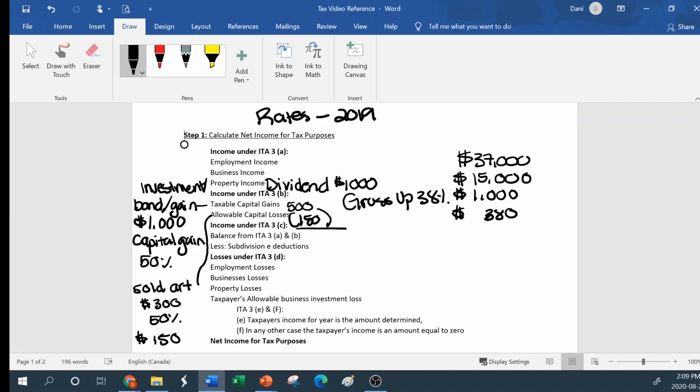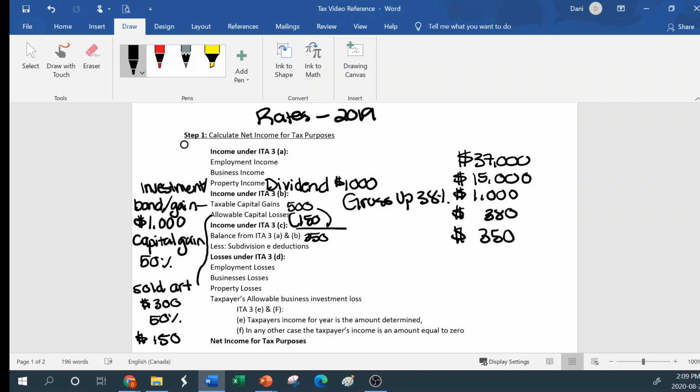So this would give us $350 of taxable capital gains. And so that would also have to be included into our income for the year. So we'll add in our $350.